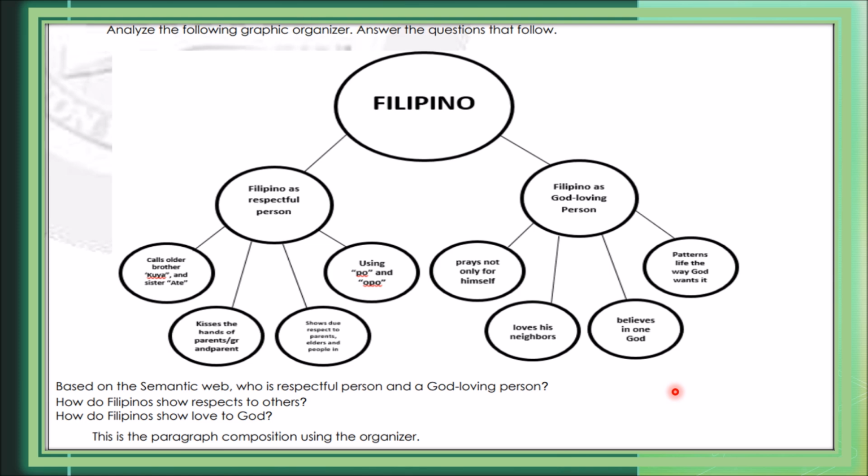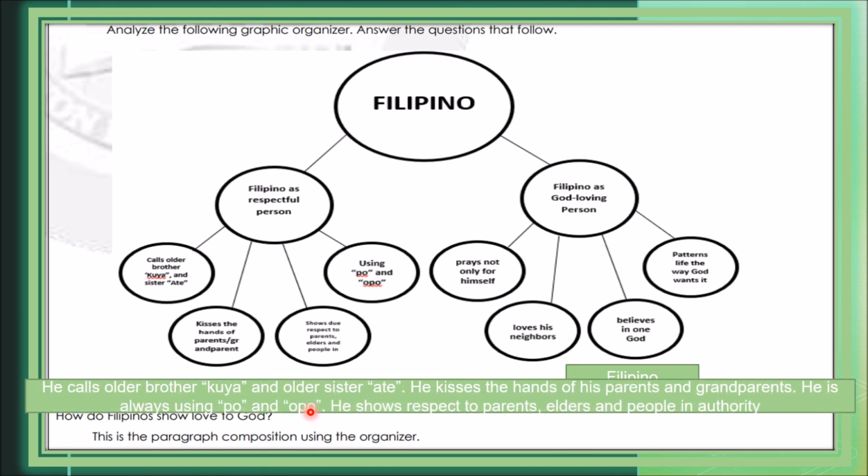Maliwanag? Okay. Now, based on the questions there, who is a respectful person and God-loving person? Of course, Filipino. And the next question is, how do Filipinos show respect to others? Tingnan nyo ha. He calls older brother kuya, older sister ate. He kisses the hands of his parents and grandparents. He is always using po and opo. He shows respect to parents, elders, and people in authority. So, makumpleto na agad natin dyan kasi nakalagay na yung mga katangian ng pagiging respectful ng isang Pilipino.